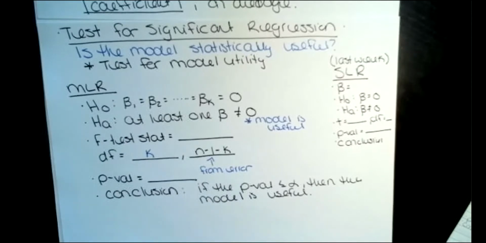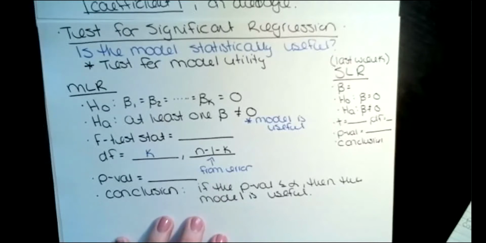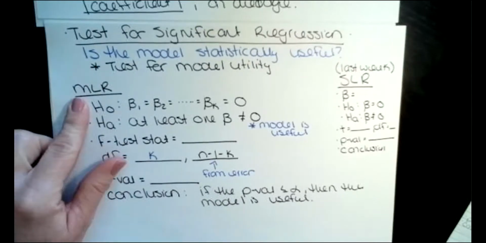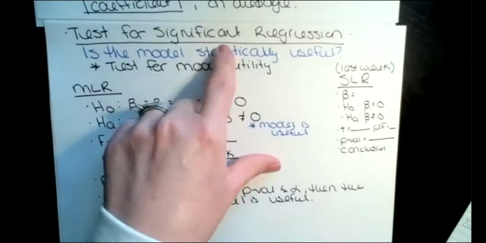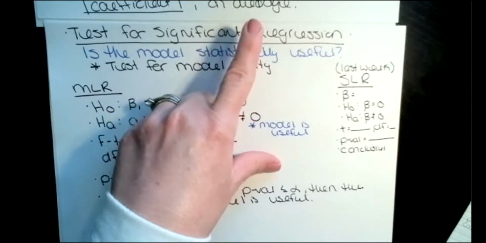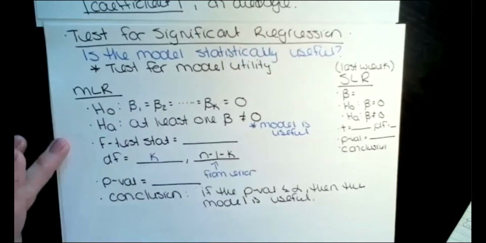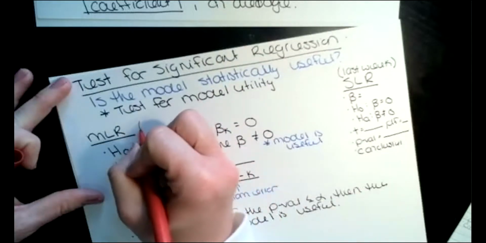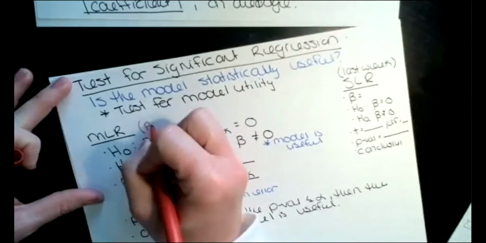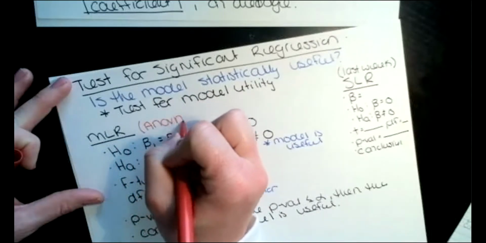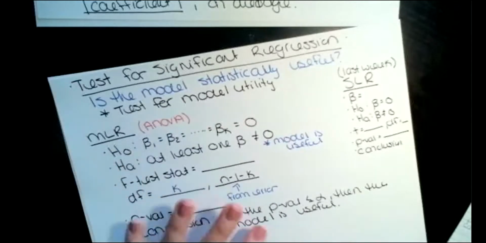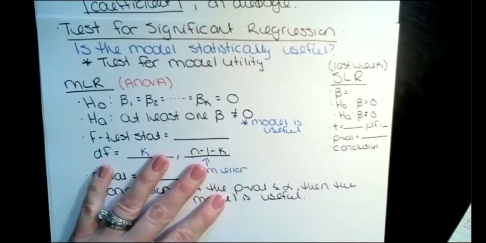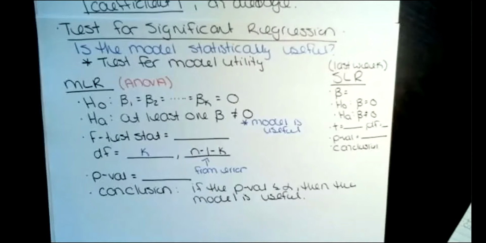I want to take a look at the output so we know where we're looking. When we're looking at the multiple linear regression test for model utility, or the significant regression, we're going to study the ANOVA. Let me write this here because I want you to know where you're looking. This is going to be in the ANOVA, the analysis of variance part of my output. We used it a little bit last week, but not a lot.